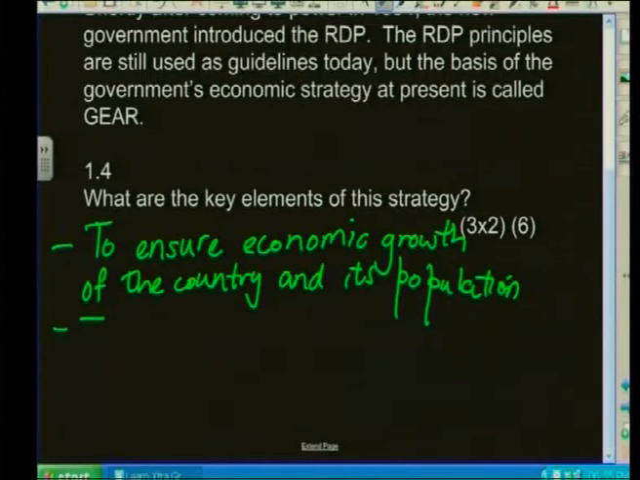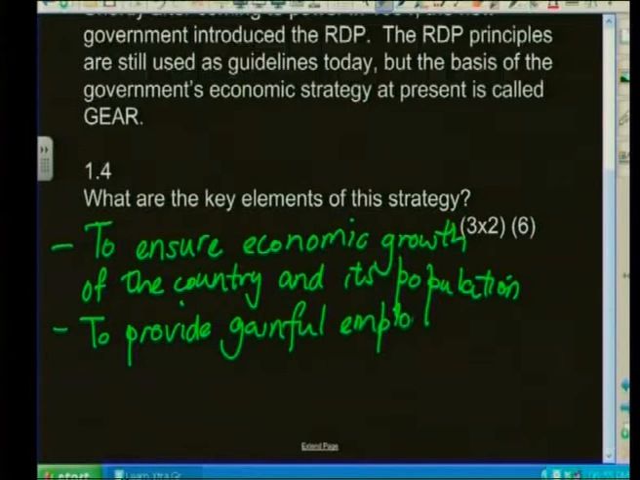Two, to provide gainful employment. Gainful employment simply refers to ensuring that the services that are delivered are paid for. So if we are employed gainfully, it simply means the merging of unskilled labor by training and development. Most of our structures today in terms of employment ensure there is a service delivery in terms of development and growth.